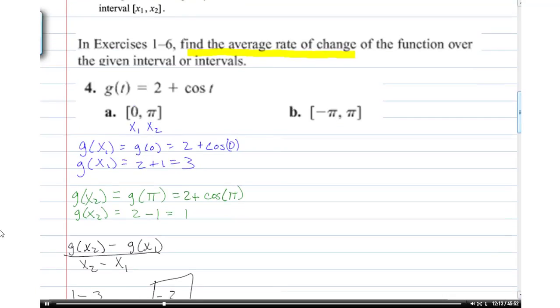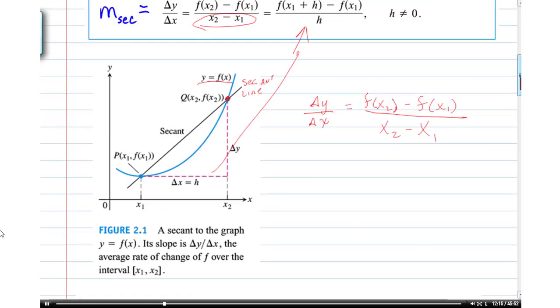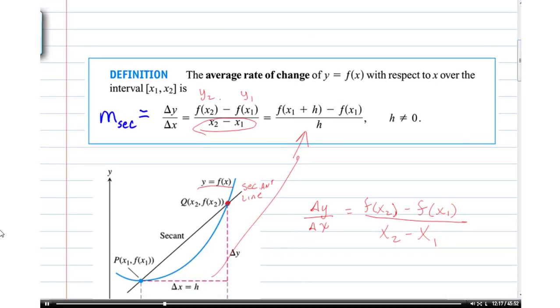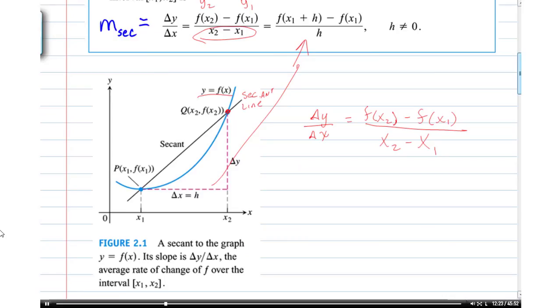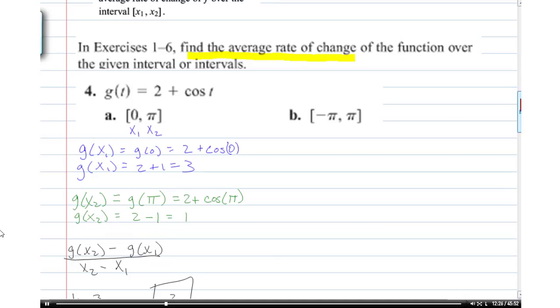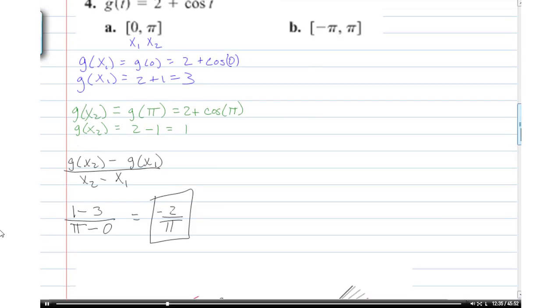The average rate of change, if you remember, is just this formula right here. Change in y over change in x. It's just the slope of the line passing through those 2 points. You need to know the x's and the y's. We were given the x values. We had to find the y values, and we found them, and then we plug them into the slope formula. Now let's do this one.